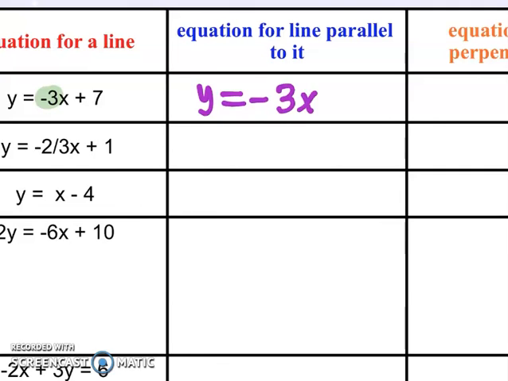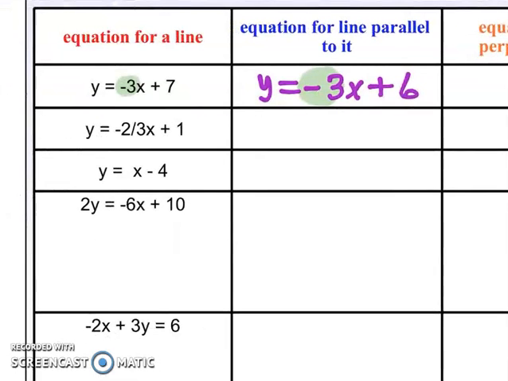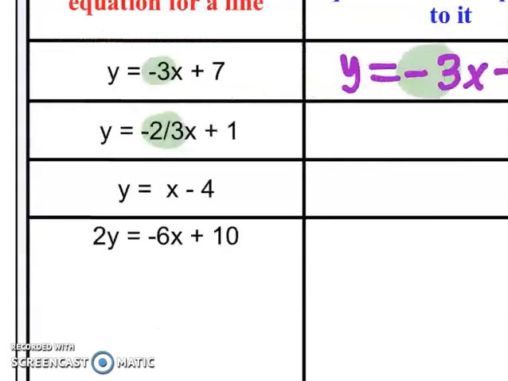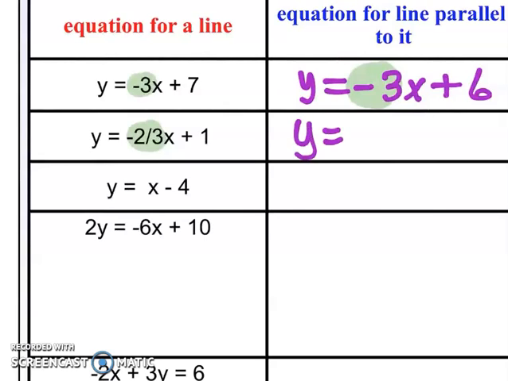So my slope is negative 3. I've kept it the same. And then the intercept can be anything I want. So maybe I'll do plus 6. Okay. So that's writing an equation for a line parallel to it. Now I'm going to do that for the next one. Same thing. I'm going to keep my slope the same. And I'm just going to change the intercept. There. Same slope, parallel lines.